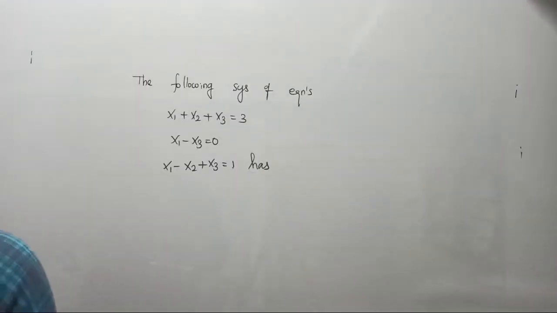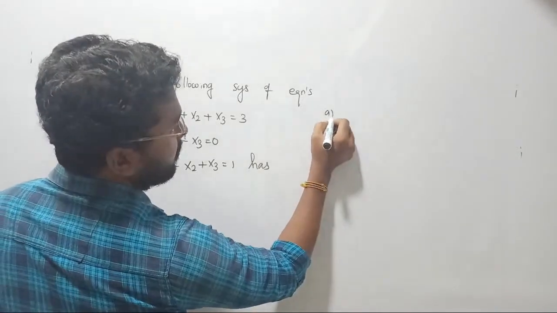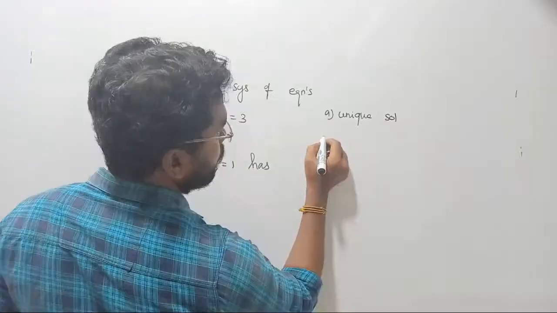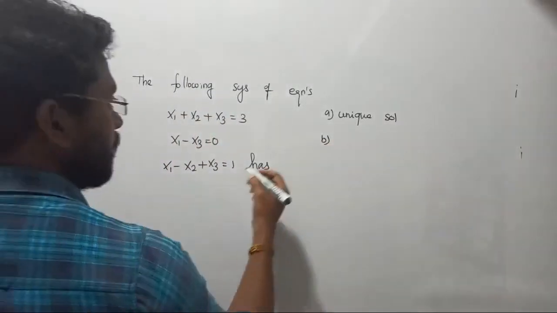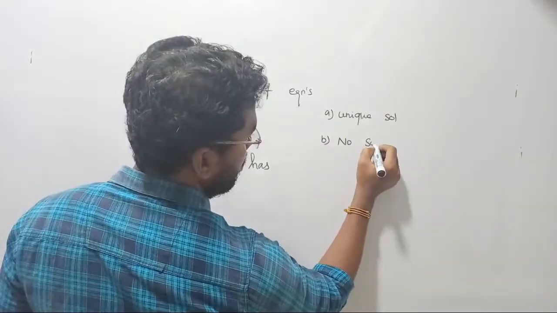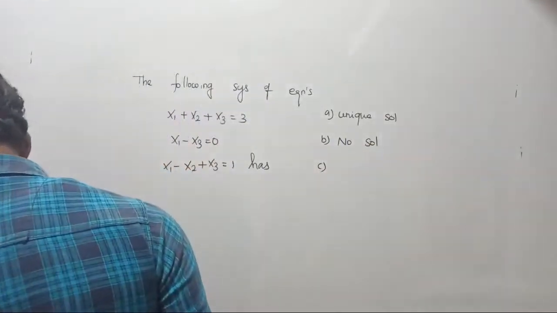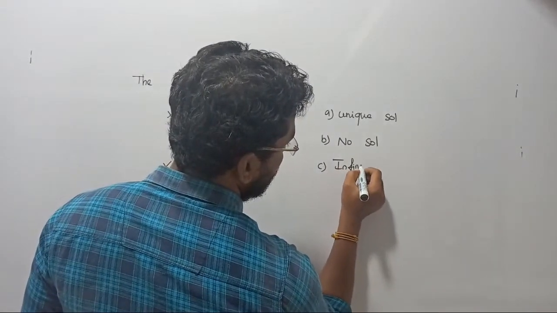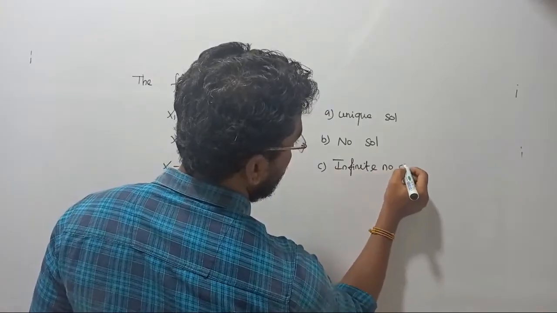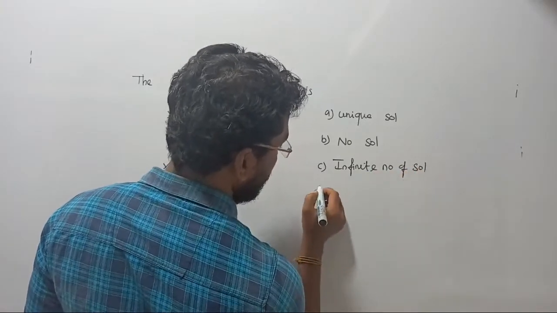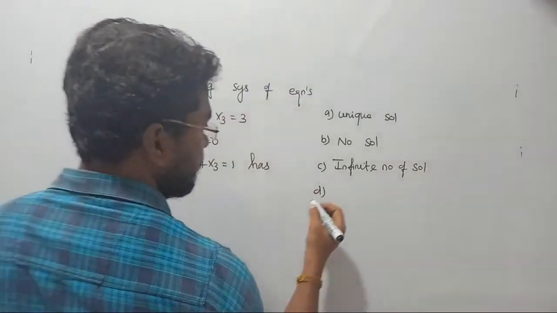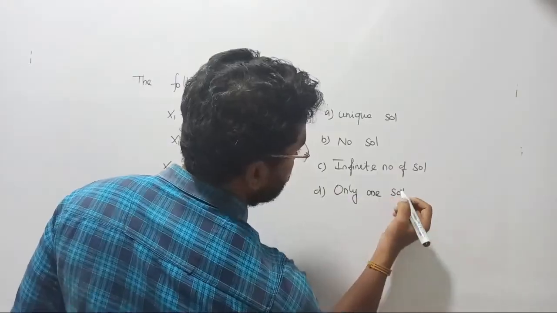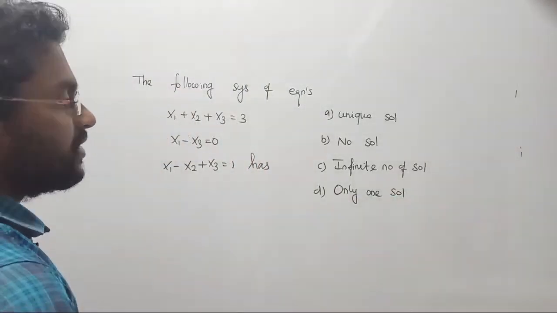Now they are given 4 options. Option A, they said this system has unique solution. Option B, they said no solution. In option C, they said infinite number of solutions. Option D, they said only one solution. Shall we start our journey?